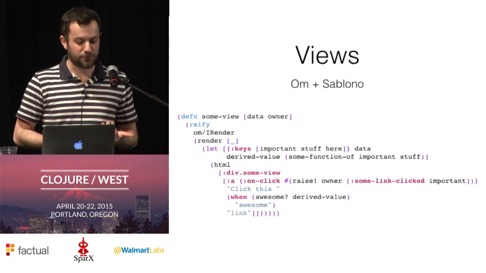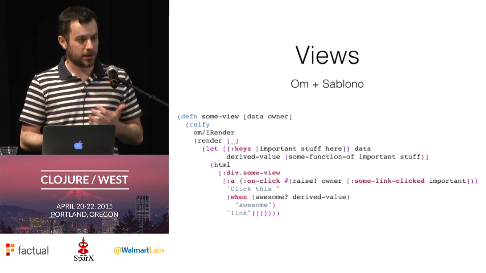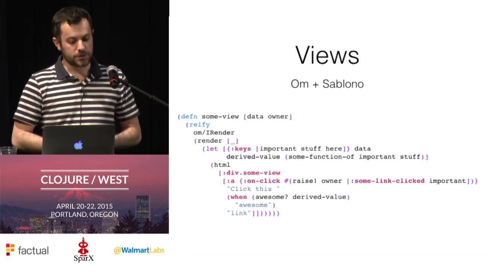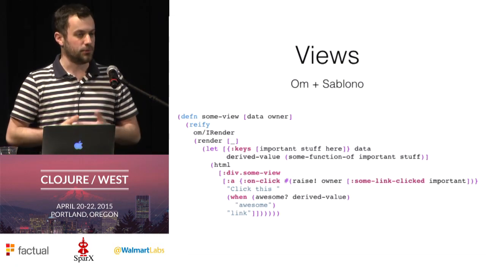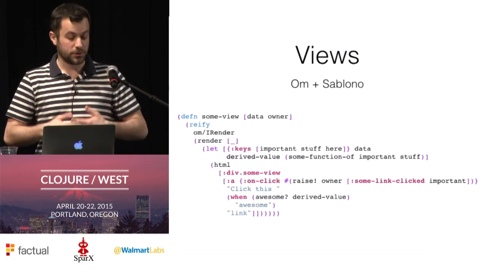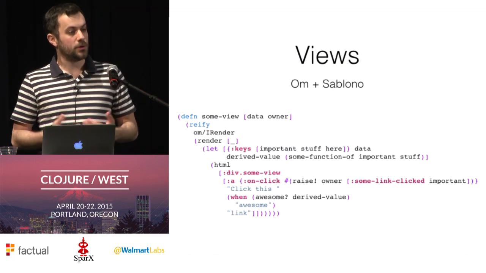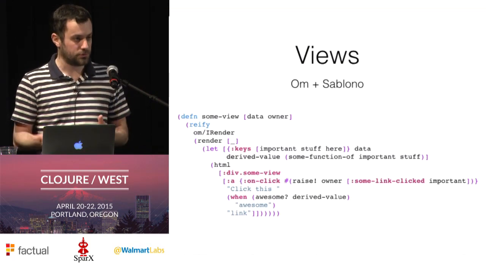And you guys have seen this before. This is an Om view. This is using Sablono, which is a hiccup-style template language. So here you have a view, you take some data in, you reify the Om interfaces, you pull some information out of the data, you calculate some derived values, and then you render a template. And in the template, you hook up some event handlers to your DOM nodes.